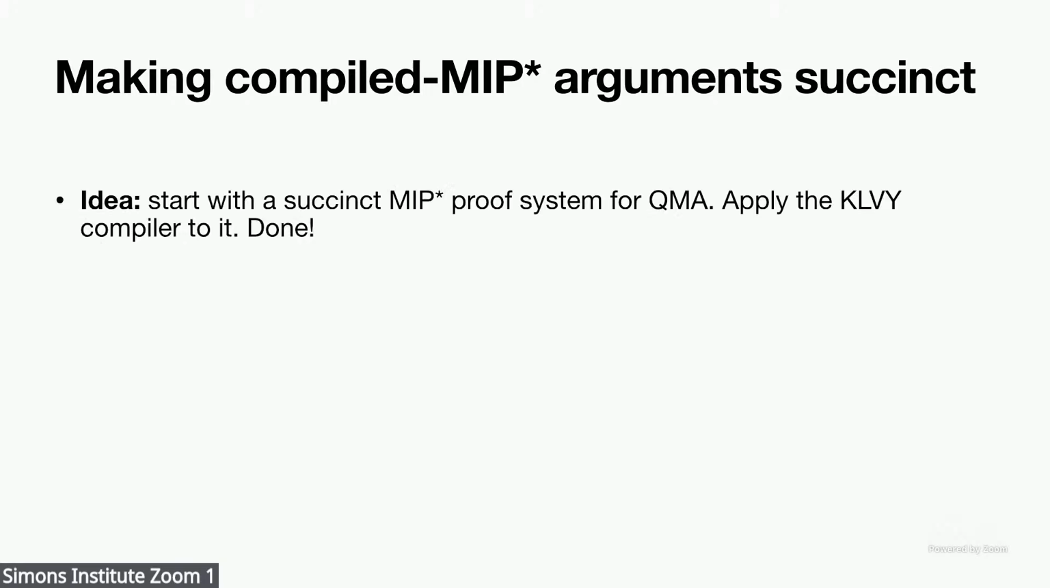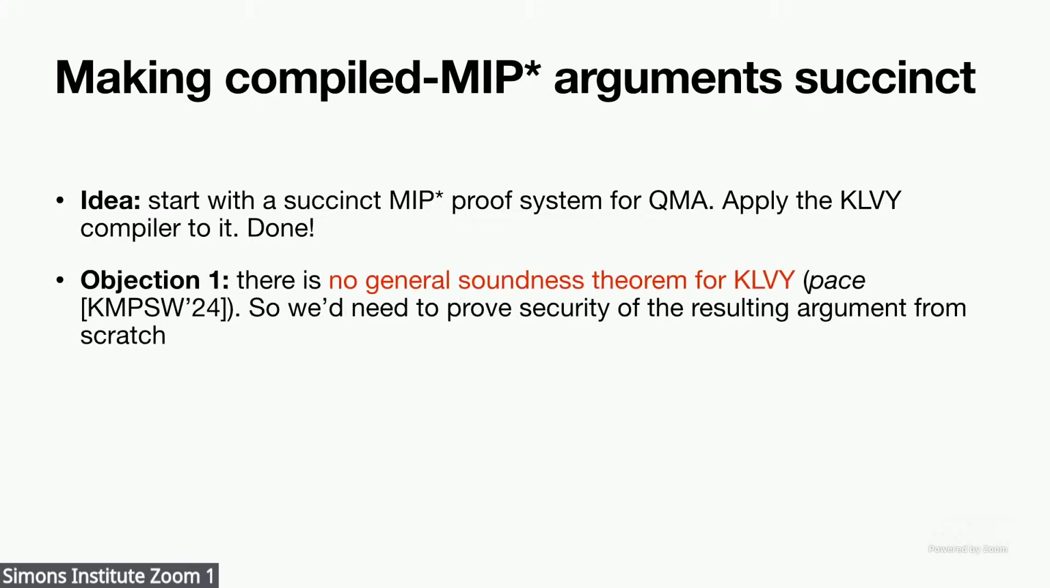So here, it seems like the idea again is quite simple. We said there was a general procedure for taking any MIP star and turning it into an interactive argument. So just find a succinct MIP star for QMA and apply the compiler to it, and you're done, right? What could be easier? So okay, there's two problems with this. The first is what I already alluded to. There's no general soundness theorem for this compiler.